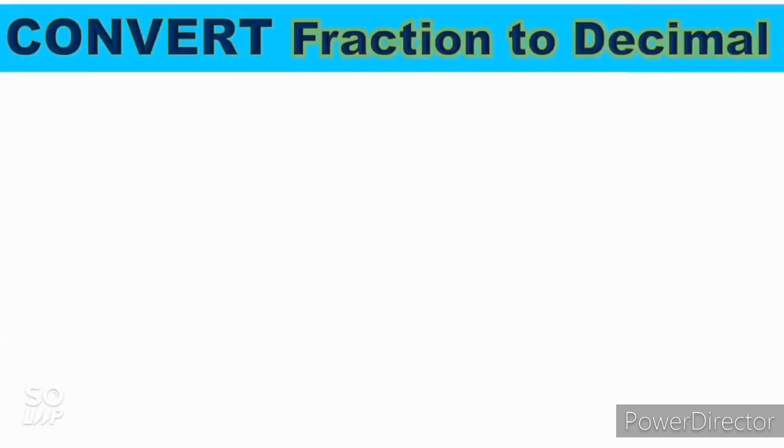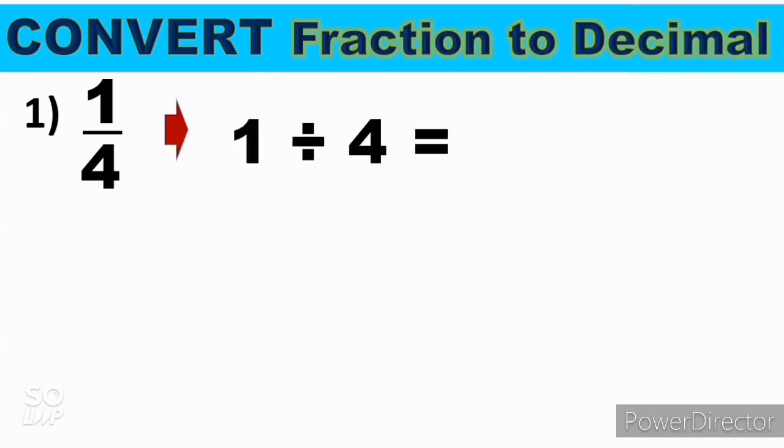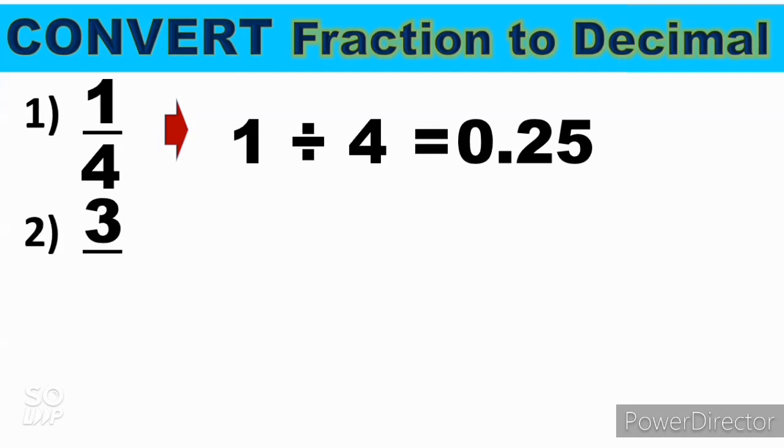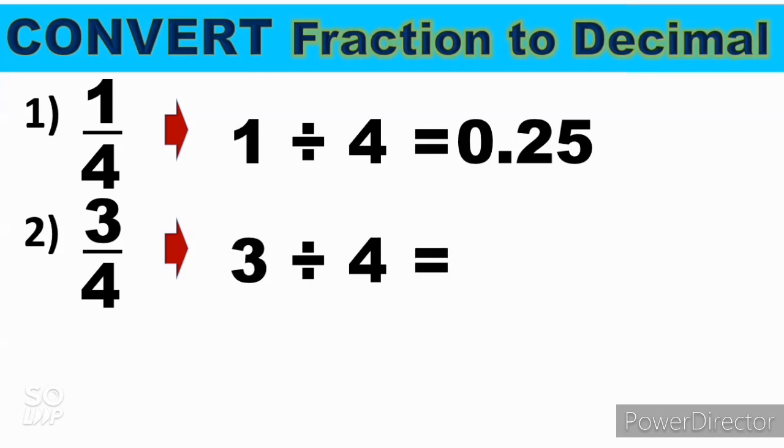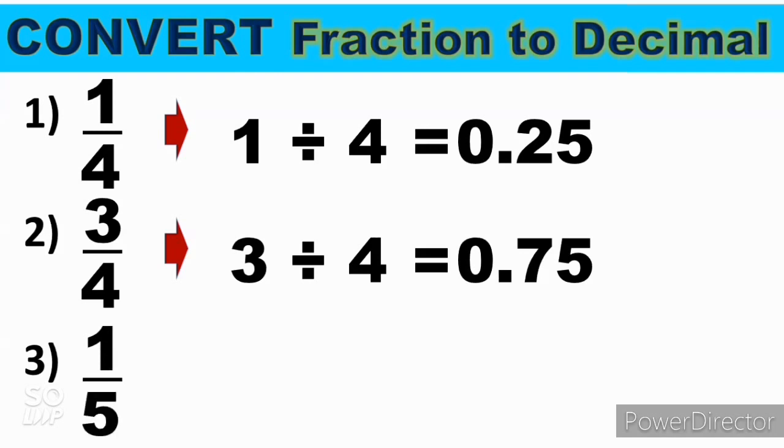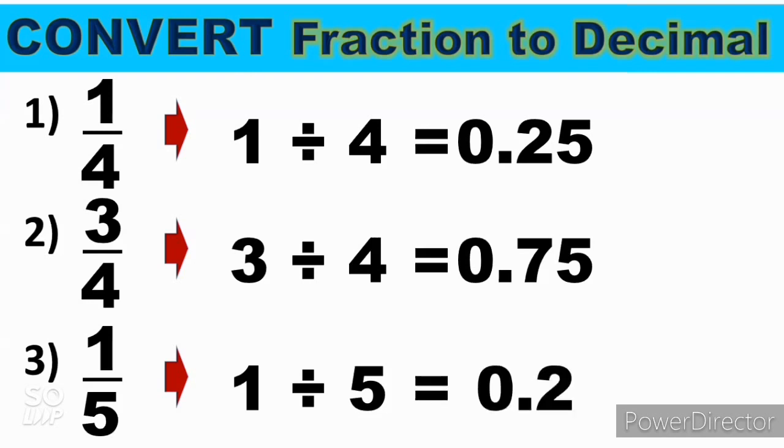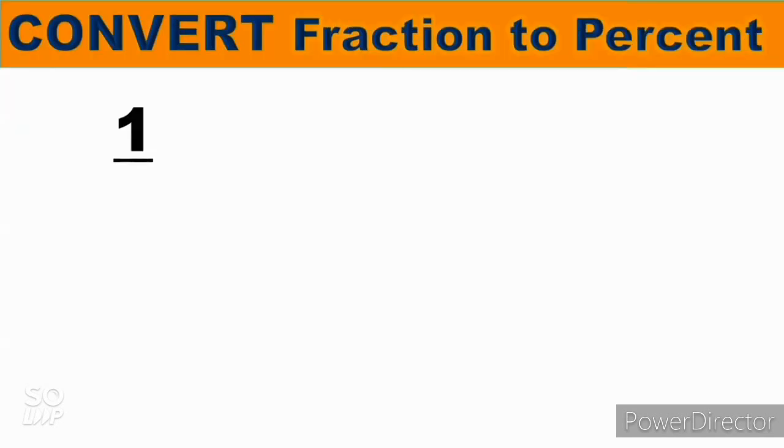Okay, let's have another example on how to convert fraction to decimal. We have number 1, 1/4. Okay, so 1/4, convert to decimal, we're going to divide 1 divided by 4, and it is equal to 0.25. So 1/4 is equal to 0.25. Next, number 2, 3/4. Divide 3 divided by 4, and the answer is 0.75. Number 3, 1/5, and then 1 divided by 5 equals 0.2. Okay, so that is how to convert fraction to decimal.